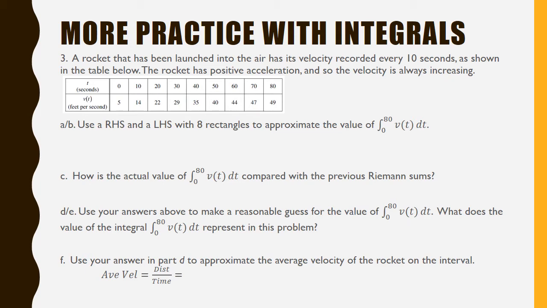So one thing that we might want to do here is just to visualize it. I just made a little scatter plot, and there you can see the velocity every 10 seconds. The x-axis here is the time in seconds, and the y-axis is the velocity at time t, in feet per second. So the first thing we're being asked to do is to use a right-hand sum and a left-hand sum, so Riemann sums here, with 8 rectangles to approximate the integral.